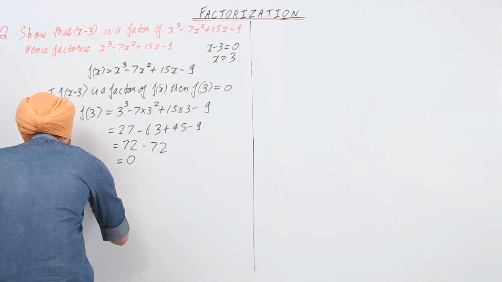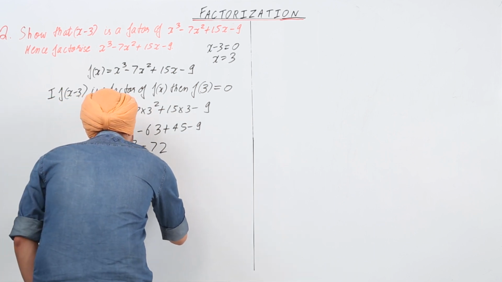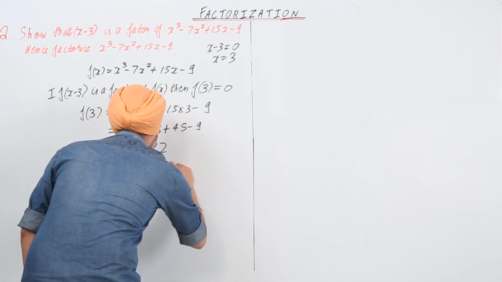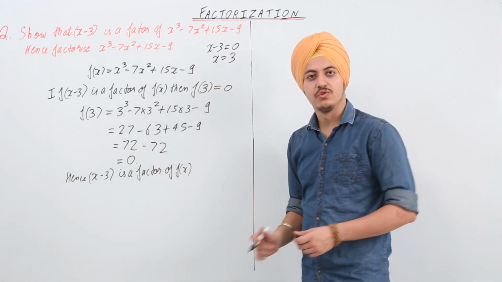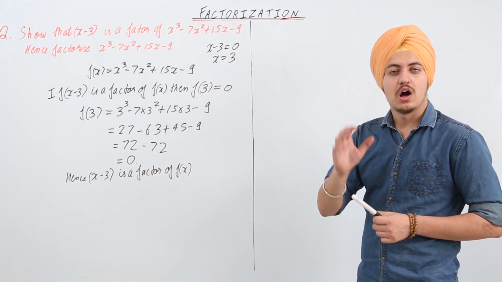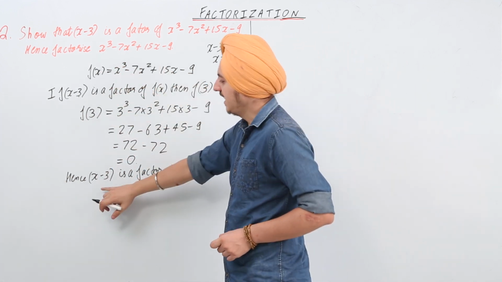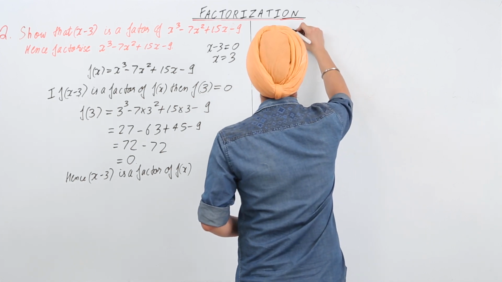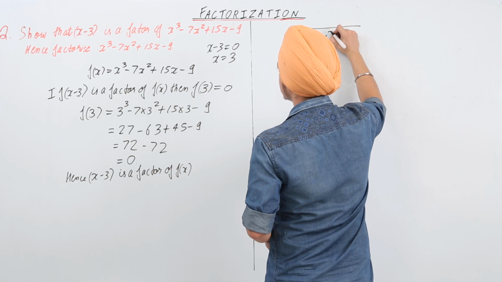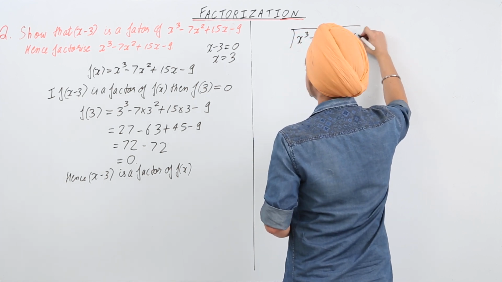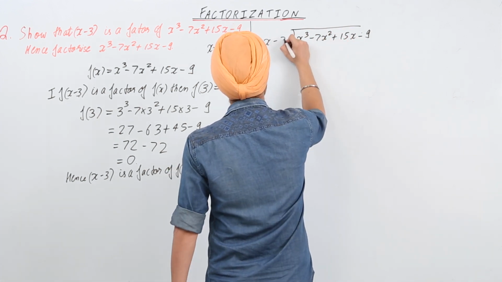Hence x minus 3 is a factor of f(x). So x minus 3 we have proven is a factor of f(x). So how do we find the remaining factors? We divide this equation by x minus 3. So we start the division over here. We get x cube minus 7x square plus 15x minus 9 divided by x minus 3.